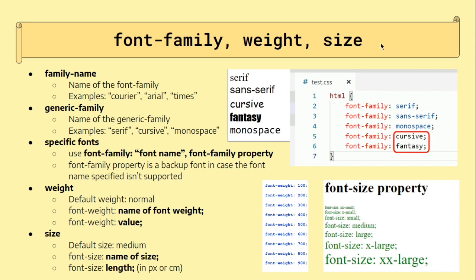The default font weight is normal. You can adjust the font weight either by the name of the font weight, for example, bold. You can also change it by the length of the font weight, for example, 400. For the font size properties, the default size is medium. You can adjust the font size either using the word for the size, for example, large, or by the length of size, for example, 40 pixels.